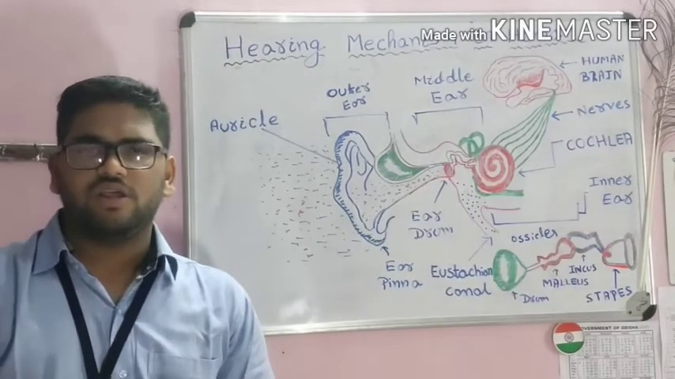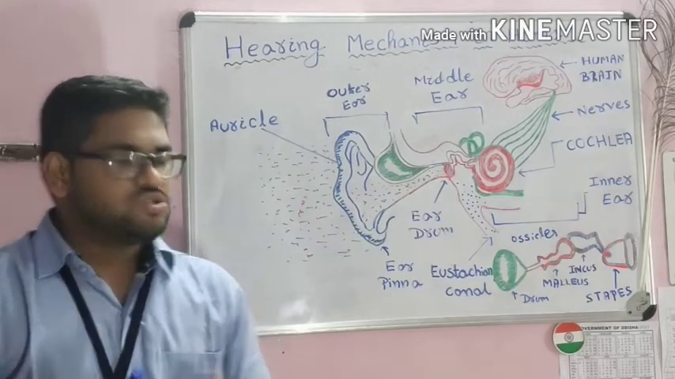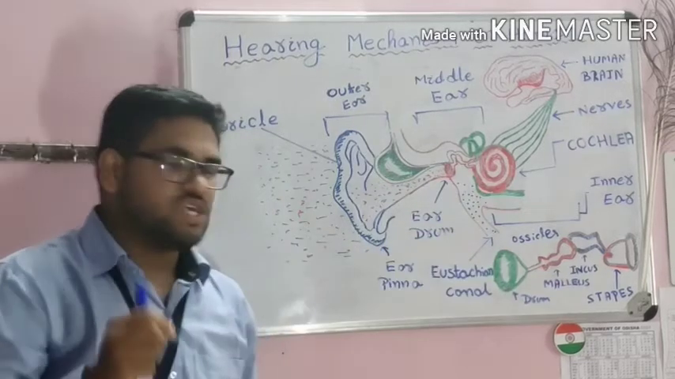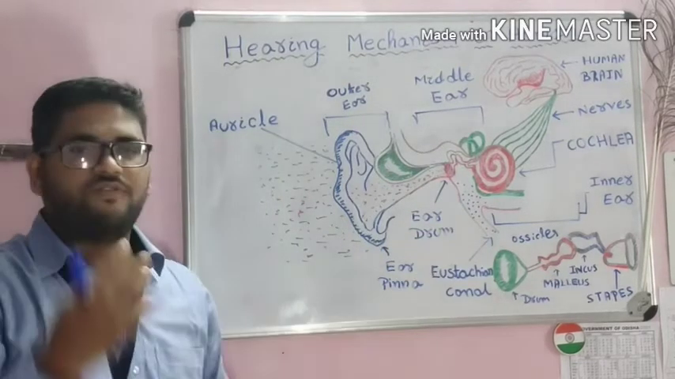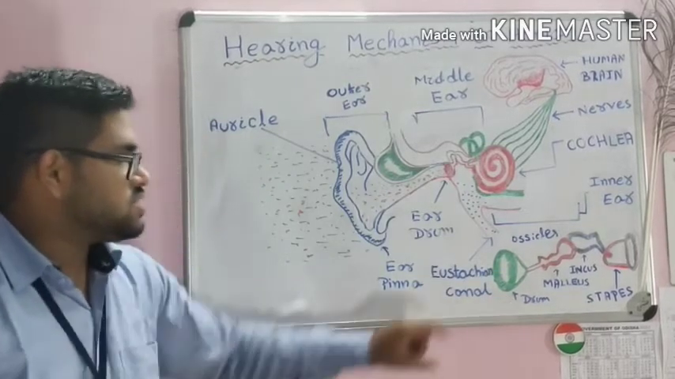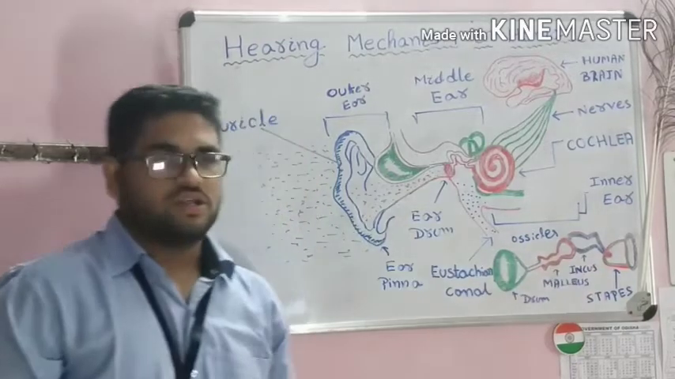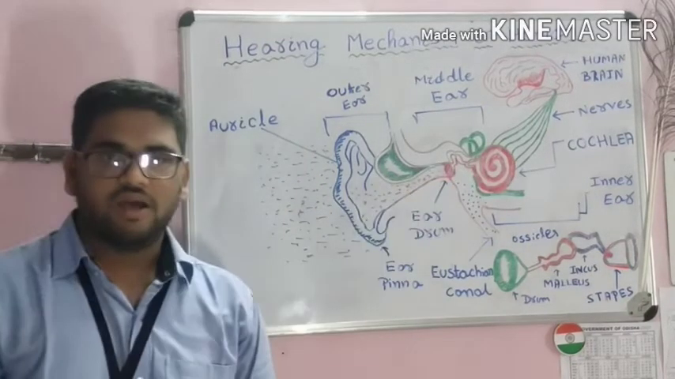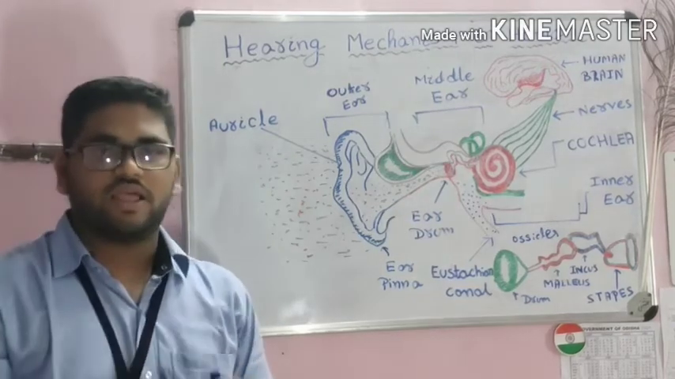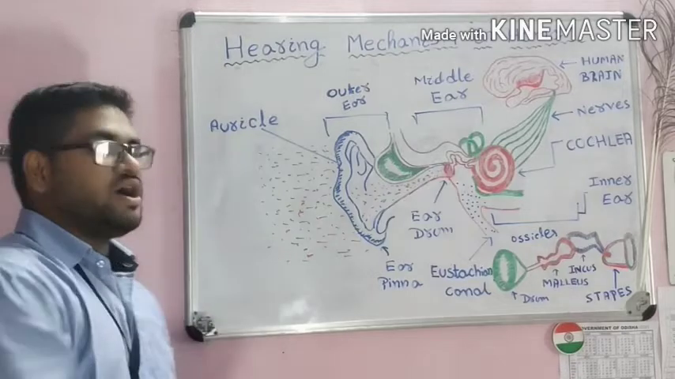So when the impulse reaches this, inside the cochlea liquid is there. In order to vibrate liquid molecules, we require a large amount of force. So this force or these amplitudes are generated by these three bones, the ossicles. The ossicles will magnify the sound 20 times as it is in the eardrum, because the size of the eardrum is bigger and that of the stapes is smaller. You can see that. So it is attached to the cochlea. Here in the cochlea, the liquid will accept the signal and convert these sound waves into electrical impulses.